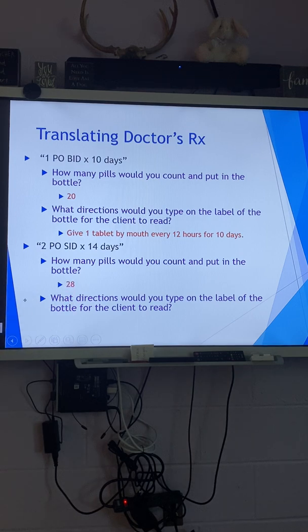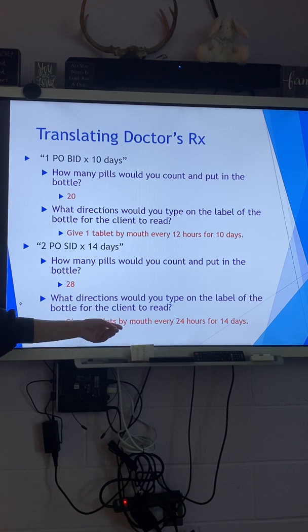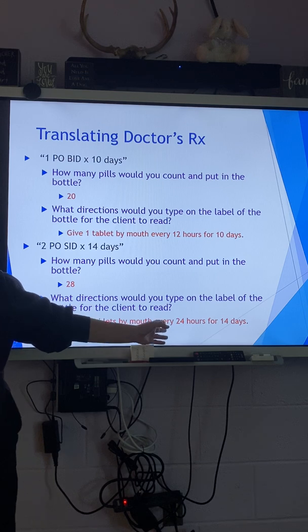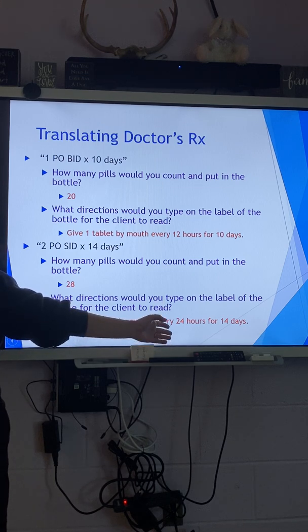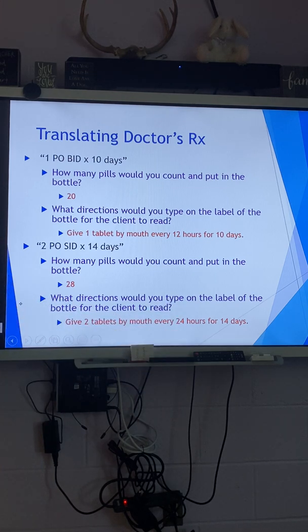So we got 28. Who can tell me what directions they would write? Someone new. Amberina? I said I'd give 2 pills once daily for 14 days. Okay. Give 2 pills or tablets orally or by mouth once a day or every 24 hours for 14 days. Perfect. All right.